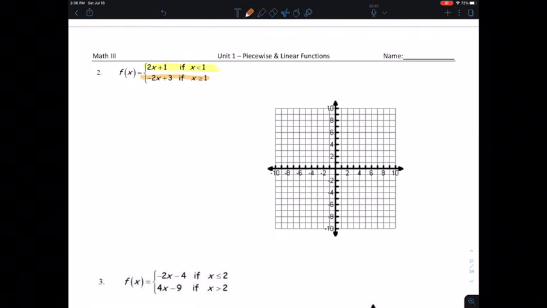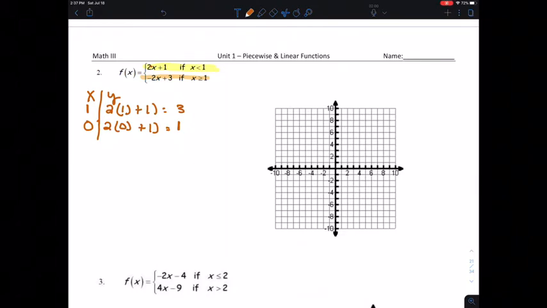So once again, we're going to start on the endpoint, which is 1. And I'm going to input this into the first graph, 2x plus 1. So that gives me 2 times 1 plus 1, which is 3. If I want to do another point, I'd have to do a point less than 1, which is 0. So then I have 2 times 0 plus 1, which is 1. So I have enough points to go ahead and get started.